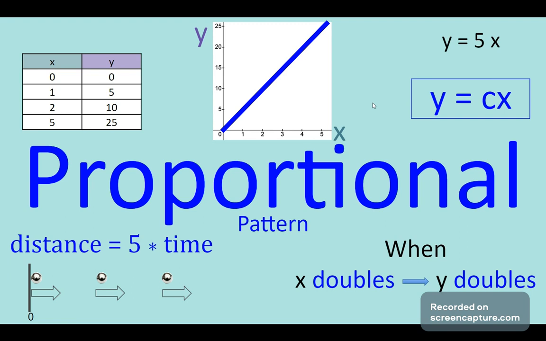Proportional again is up on the wall so that you guys could see that. The basic idea here is that the equation is y equals cx. The math model for us would be distance equals 5 or whatever your value is times time. And the relationship is that when x doubles, y doubles. So if we're looking at this equation here, when you let the ball roll for twice as long, then it goes twice as far, right? That's that relationship.